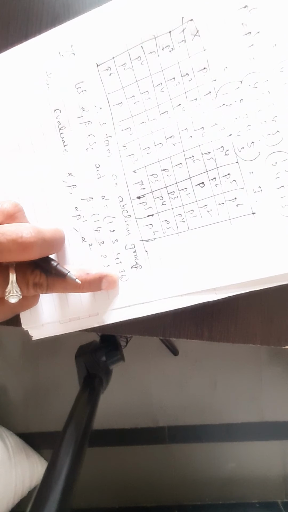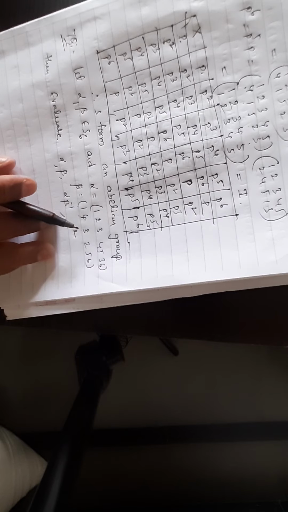So here alpha means, in permutation form, 1 to 2, 2 to 3, 3 to 4, 4 to 5, 5 to 3, 3 to 6, 6 to 1, and beta is equal to 1 to 4, 4 to 3, 3 to 2, 2 to 5, 5 to 6, 6 to 1, and beta inverse value 1 to 4, that is 4 to 1 interchange. So you can write alpha into beta inverse, then you can find alpha square. You can do that with the first problem's method. Next, eighth question.